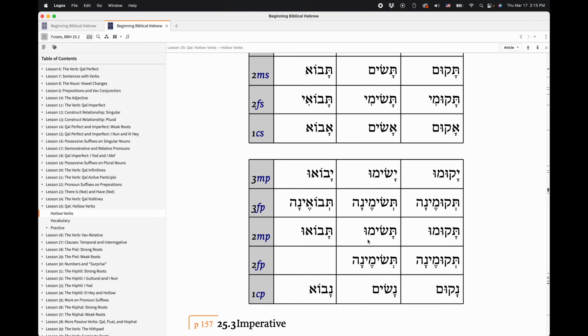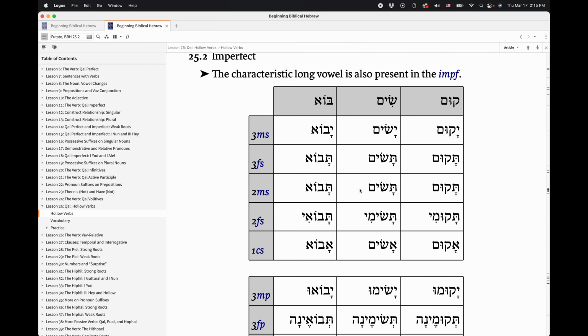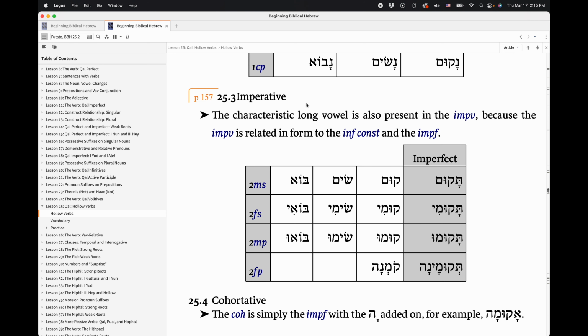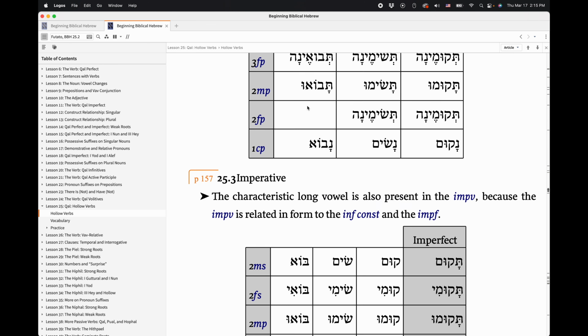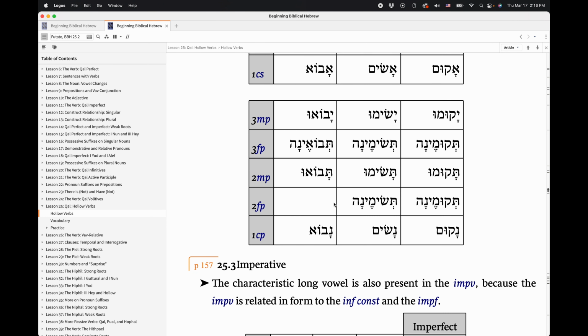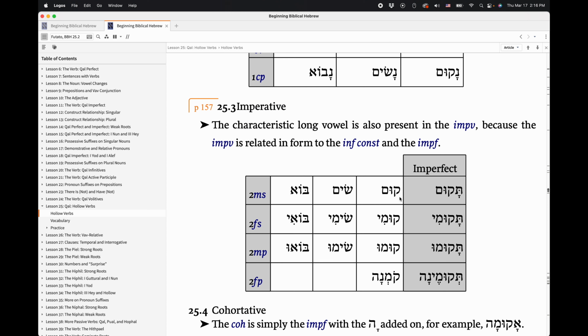All right, so after we deal with the infinitive construct and the imperfect, we can now talk about the volitives. So we'll start with the imperative here. The imperative is built the same way for the hollow verbs as it is for strong verbs. The imperative is simply the second person imperfect forms, so 2ms, 2fs, 2mp, 2fp, those forms, when you remove the prefix. So it's pretty straightforward. This does mean that the imperative 2ms and the infinitive construct are going to tend to look identical, but you're used to that anyways. That tends to be the case with strong verbs as well.